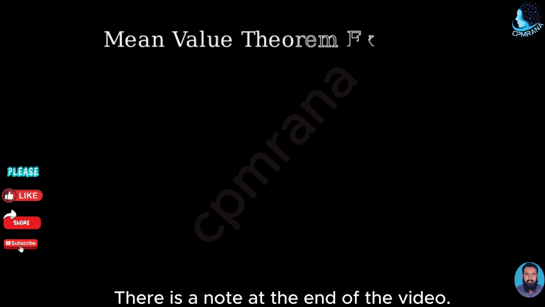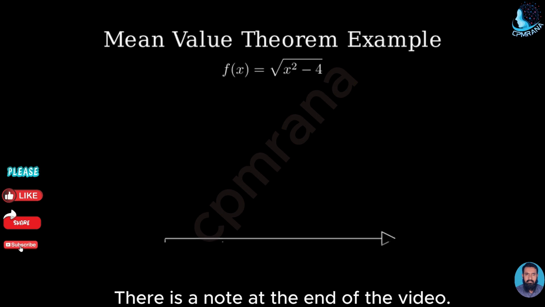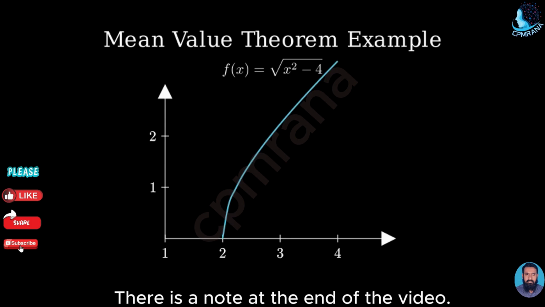Welcome! Today we'll solve a problem involving the mean value theorem for the function f of x equals the square root of x squared minus 4. Let's first visualize this function on the interval from 2 to 4. Here's our coordinate system. And here's our function, which is the top half of a hyperbola.